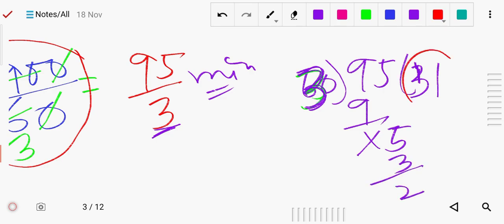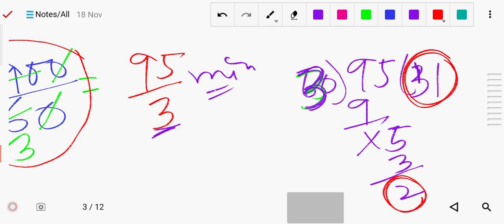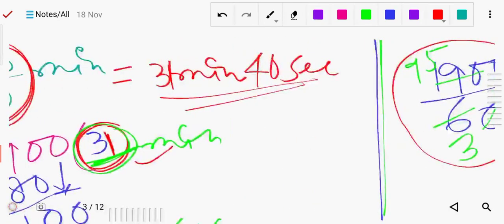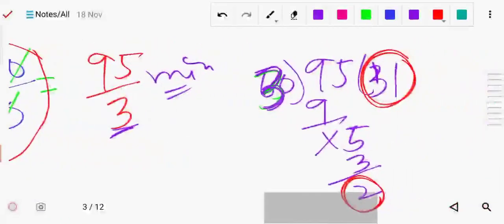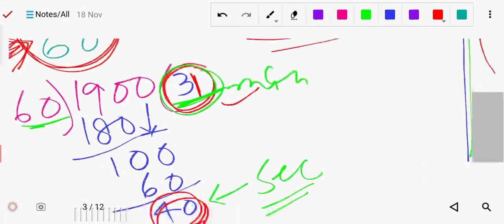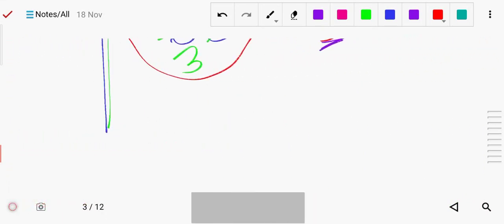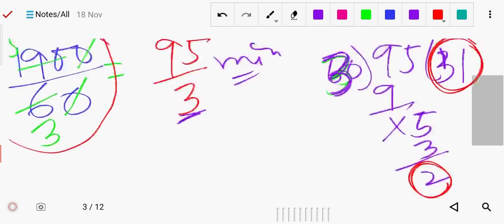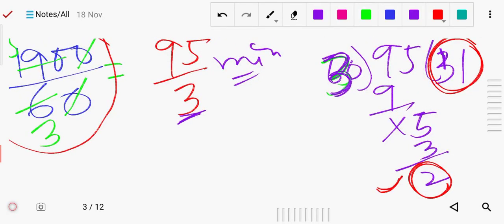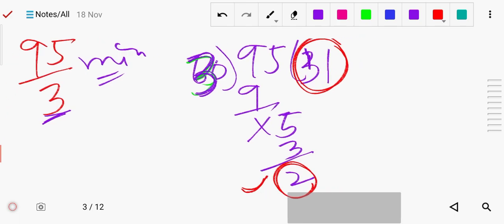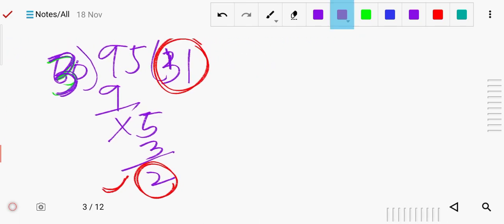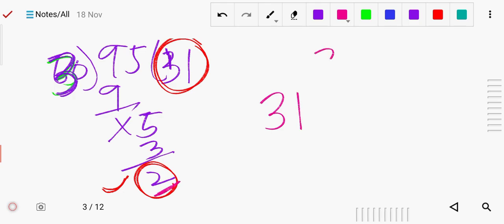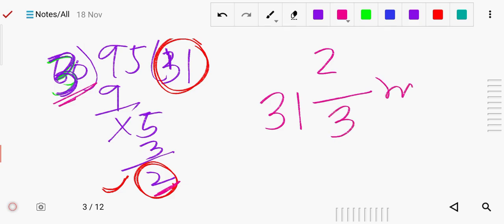Now here you can see 31 minute, but 2 second is correct, you can match with this. Here we got 40 second, but here the remainder is 2. It means you will not be able to write directly. It means first of all you have to write in the mixed fraction. So 31 is the quotient, now this 2 you write here, and this 3 you write here. Now this is your minute.